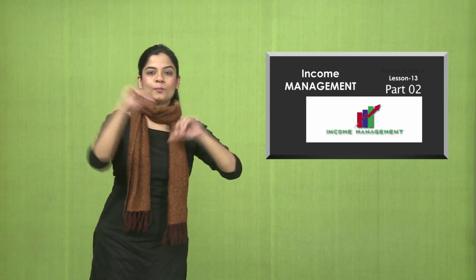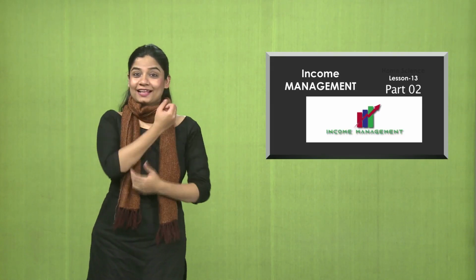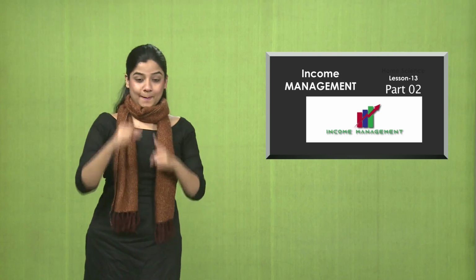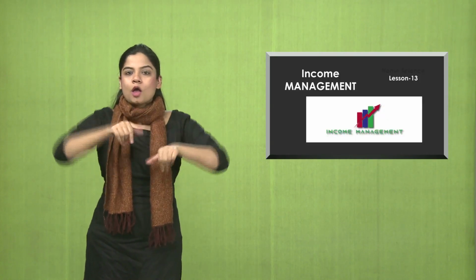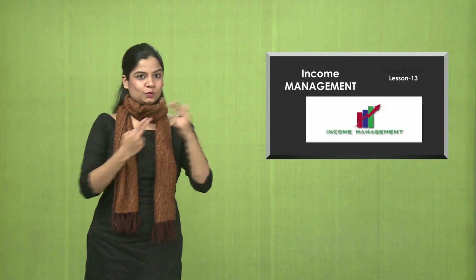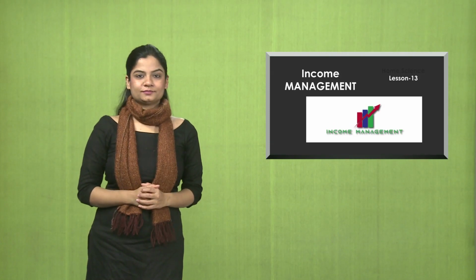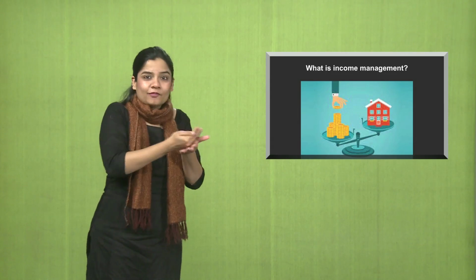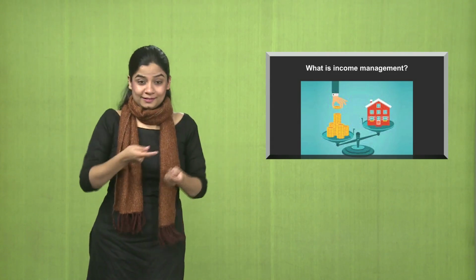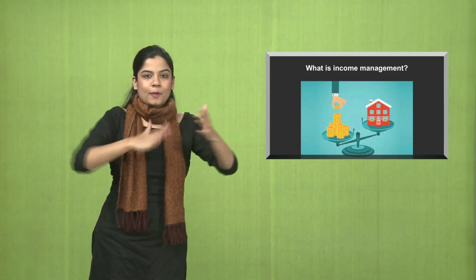The subject is Home Science, lesson number 13, part 2. We have already done part 1. The title is Income Management. Let's begin part 2. What is income management? Income management is the planned and controlled use of family income.